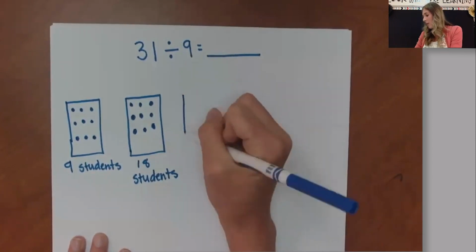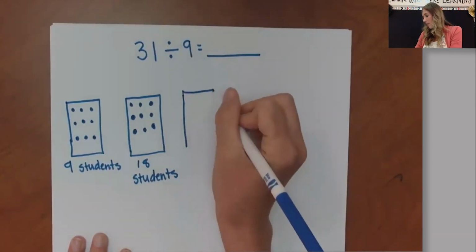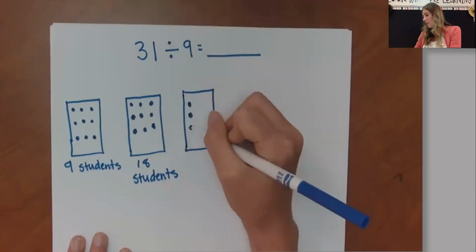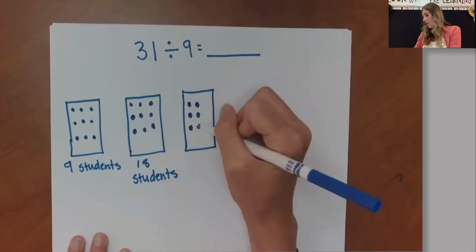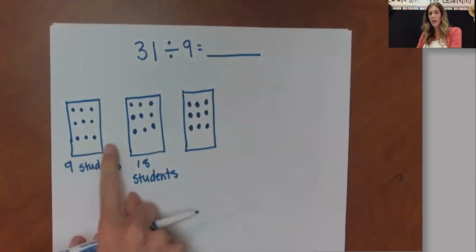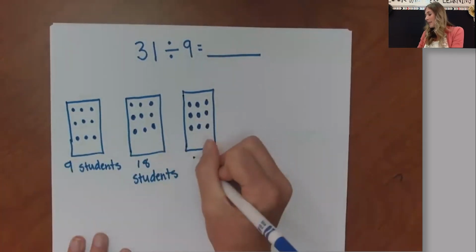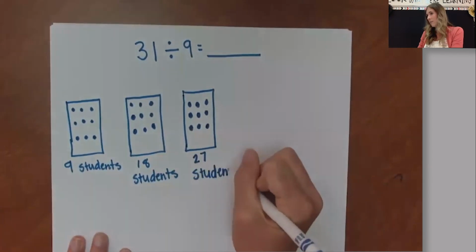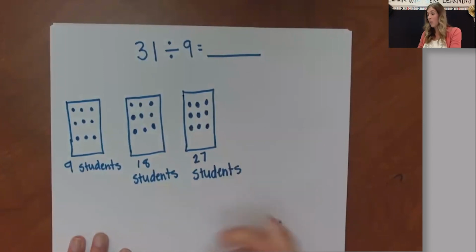So let's draw another van. That will fit 9 more students. So all together, so far, we've put 27 students into vans. But we need 31, so we have to get another van.